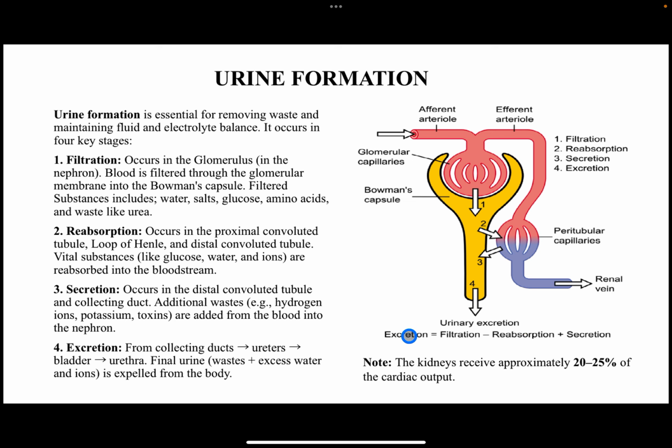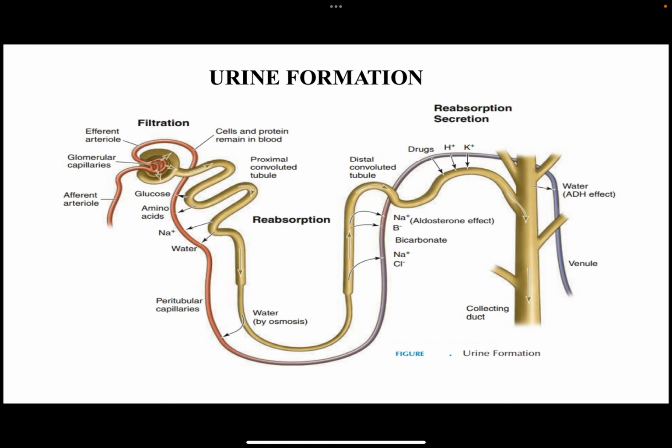So if you want to calculate the excretion, the final amount that will be excreted, or the urine, that will be excreted is the amount of the filtrate minus the amount of the filtrate that is reabsorbed plus the amount that is secreted back from the peritubular capillaries. So the filtrate minus the reabsorption plus the secretion, then that will give you the excretion. Okay, good. So this diagram is also explaining the urine formation.